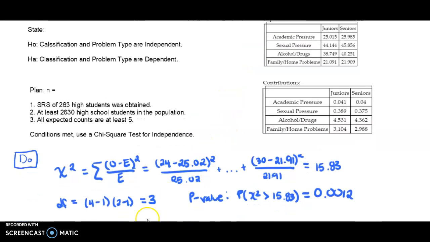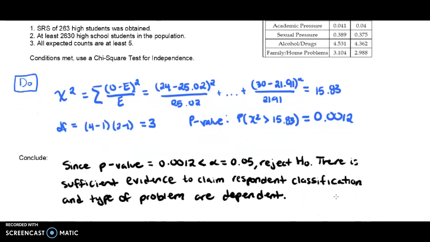So 4 minus 1 times 2 minus 1 gives me degrees of freedom 3. Using my p-value, I'll get about 0.0012. And I obtain that since the p-value is less than alpha, we reject the null hypothesis. Thus, there is sufficient evidence to claim that respondent classification and type of problem are dependent on one another.